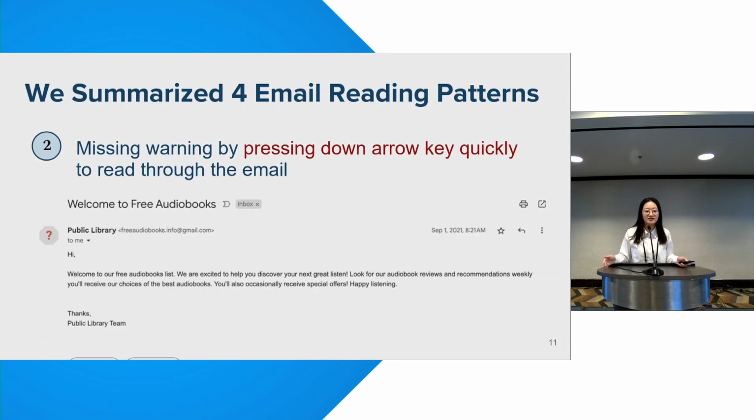And the second pattern is a different form from the first one. Here, people open the email to read it. Some participants read through the whole email. However, they use the down arrow key. They're pressing it so quickly, and they miss the warning because the warning doesn't have time to play out in the screen reader.